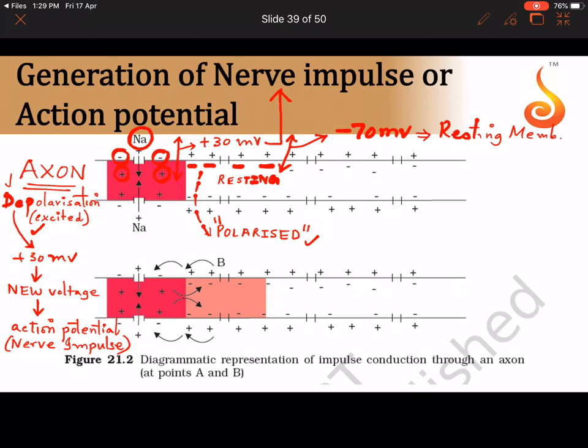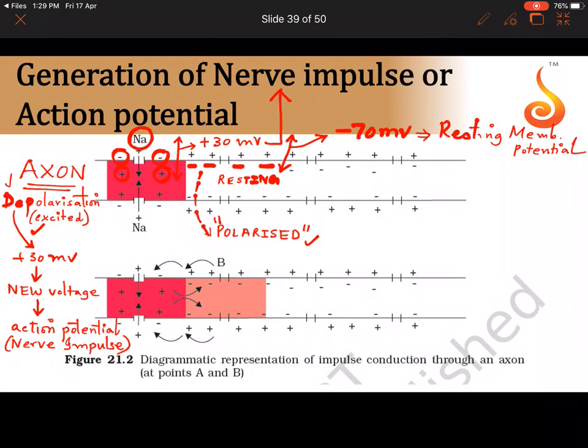Okay, the voltage during excitation is called the action potential. When your axon is in the resting state, the voltage of minus 70 is called the resting membrane potential. When your axon is in the excited state, the voltage is referred to as the action potential or the nerve impulse.